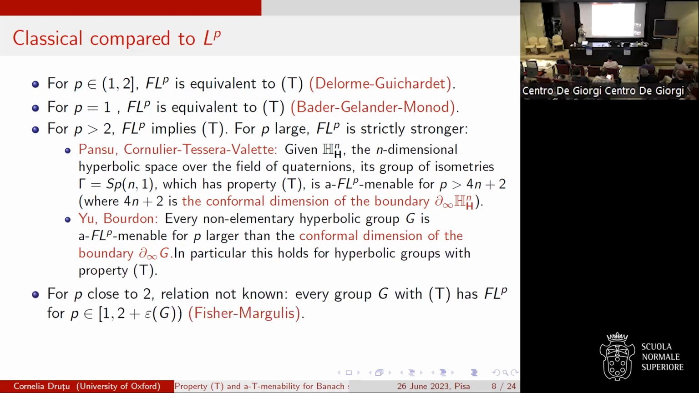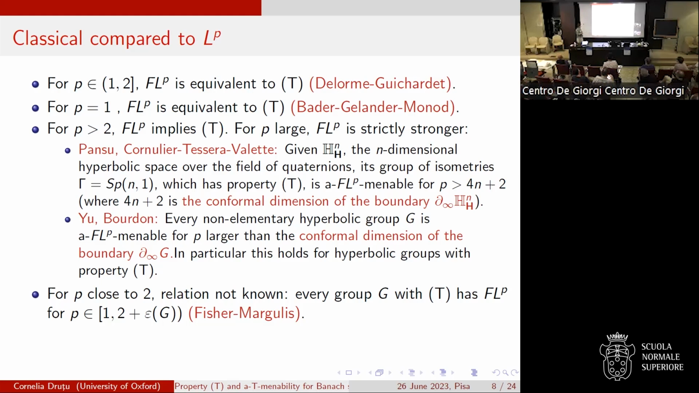And well, of course, it's interesting for groups that have property T, because they have the fixed point property for hyperbolic groups for L2, but when we get P large enough, they fail to have it. They fall in the other category, a-T-menable. It's not clear what happens if P is small.